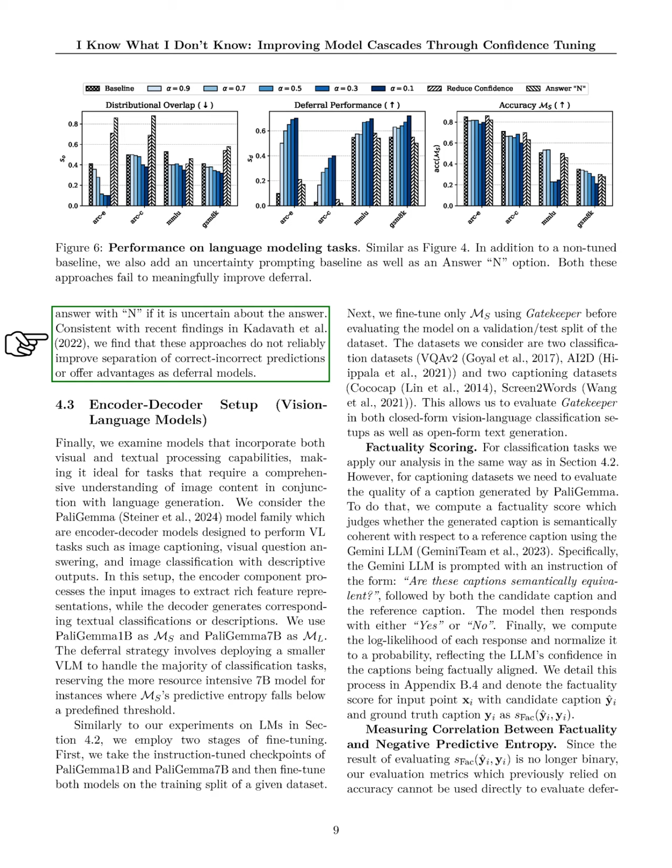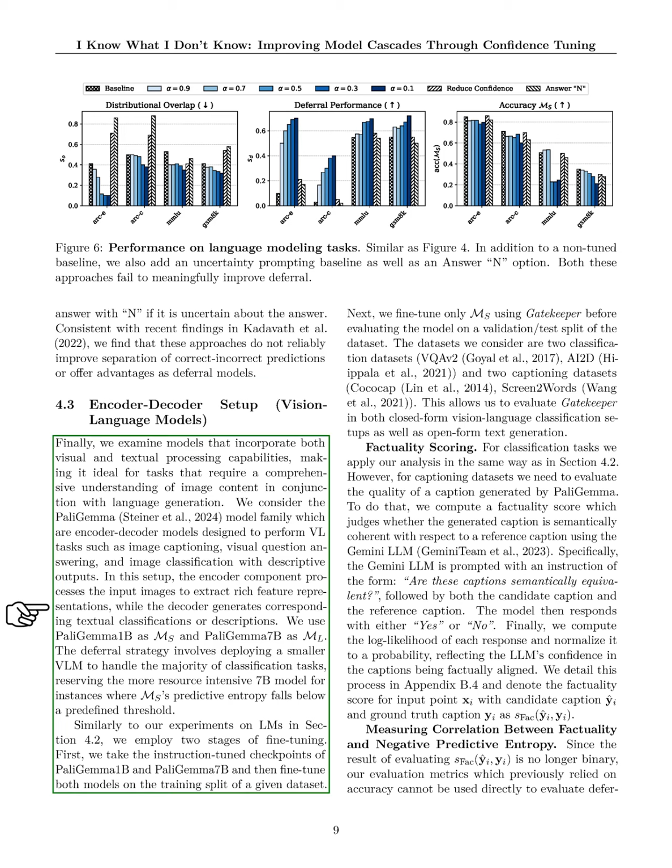Next, we examine the encoder-decoder setup with vision language models, which are suitable for tasks requiring both visual and textual understanding. We focus on the Poly-Gemma model family, which is designed for tasks like image captioning and visual question answering. In this setup, the encoder processes images to extract features, while the decoder generates text. We use Poly-Gemma 1B as our smaller model and Poly-Gemma 7B as the larger one.